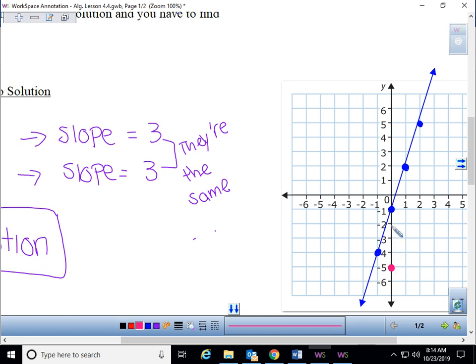I rise 1, 2, 3, run to the right 1 because I'm trying to make it a fraction. And I do it again. From where I left off, I rise up 3, 1, 2, 3, run to the right 1. Let's do it again just to be sure. Rising up 3 is 1, 2, 3. Running to the right is 1. And then you play a little connect the dots.